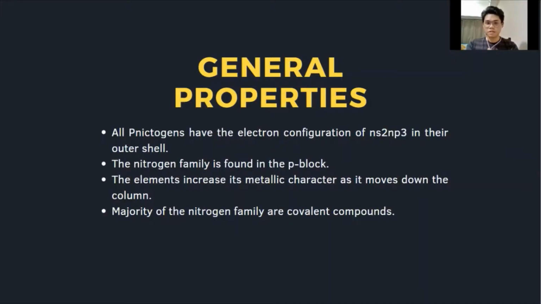Now, let's discuss the general properties. All pnictogens have the electron configuration of ns2 np3 in their outer shell. The nitrogen family is found in the p block, and it increases its metallic character as it moves down the column. The majority of the nitrogen family are covalent compounds.